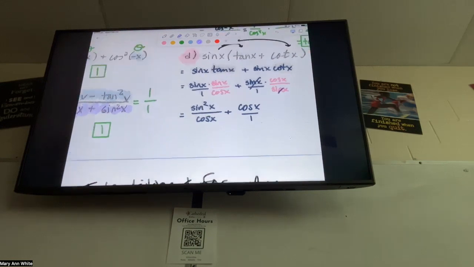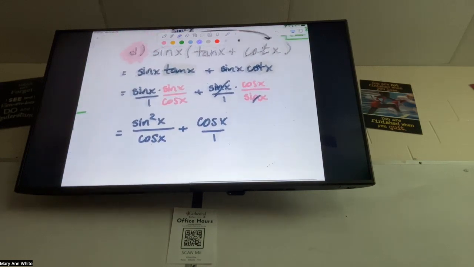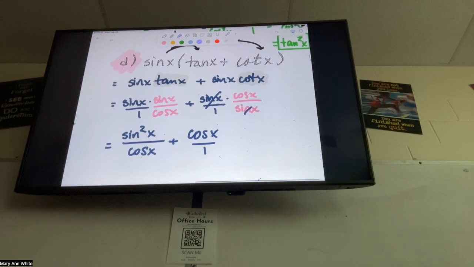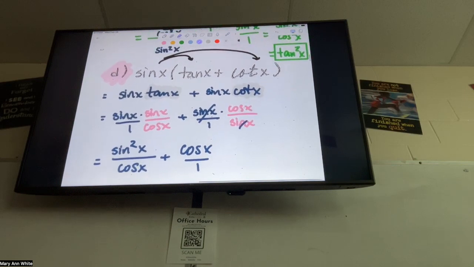Okay, I am not down to 1 trig function here. Sophia did just ask a really nice question. She goes, why can't my cosines cancel? And I said, because there's a plus sign between them. They only cancel when we had that multiplication, but the plus sign does not mean that they can cancel. However, the plus sign means that we now have 2 fractions that we want to combine together. What do we need to do in order to add these 2 fractions together?